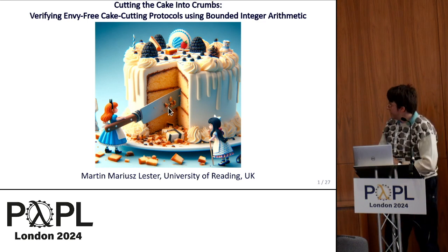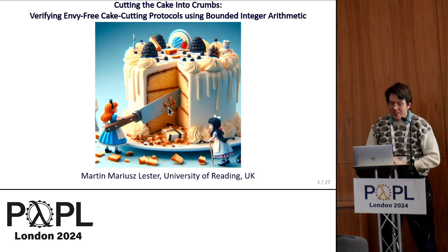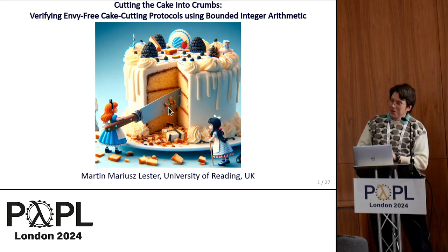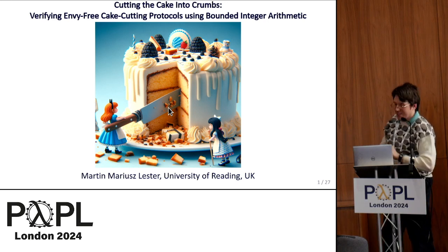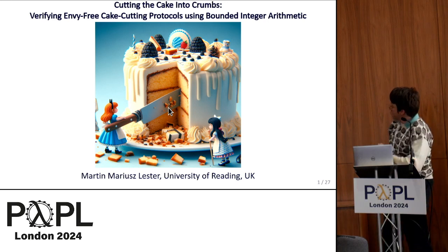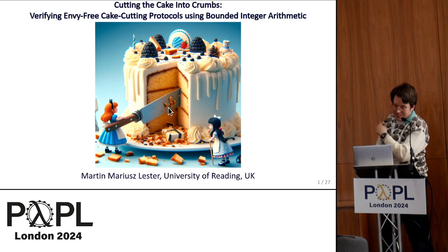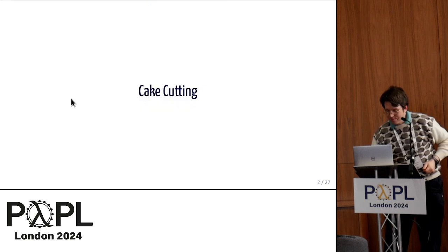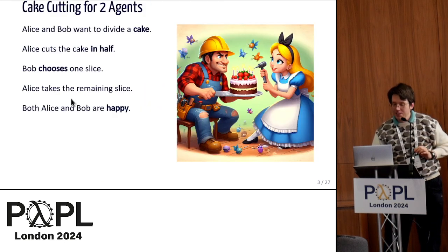Cake is being cut up into little crumbs, and the key idea that we're going to see is that we can measure the size of a slice of cake in terms of these little discrete crumbs, of which there are an integer number. So first let me tell you a bit about cake cutting.